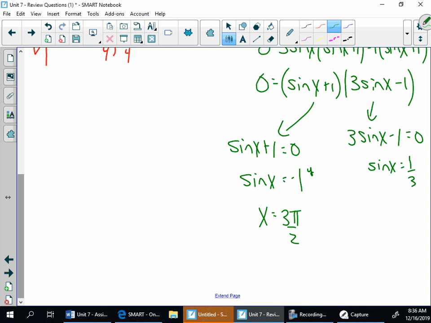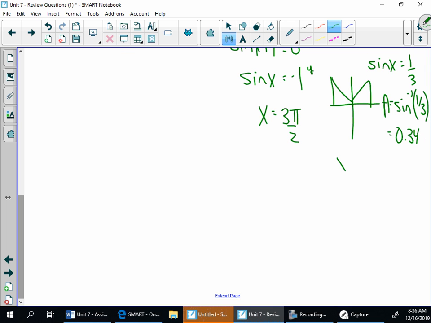This one's 1 over 3, whereas sine positive, C-A-S-T. Unfortunately, this is not a unit circle question. So I need to do an inverse of 1/3. And on my calculator, I got 0.34 radians. So to find x, well, x happens to actually be the first one for this quadrant. But the other one is pi minus 0.34. So we'll call that 2.8.